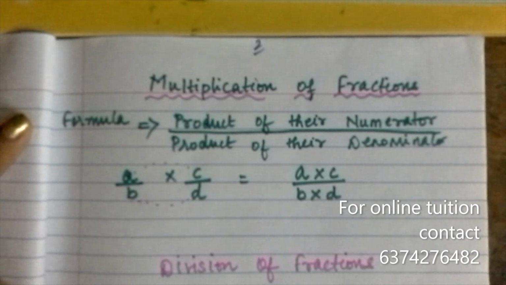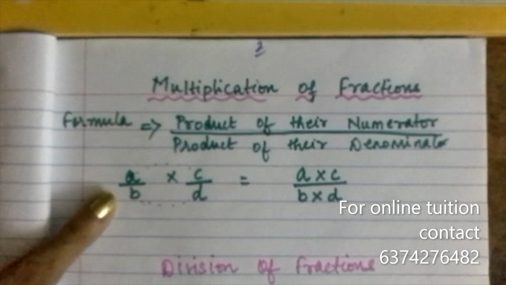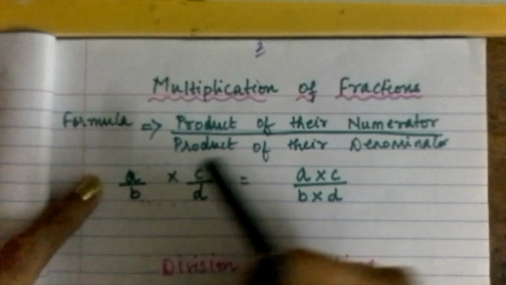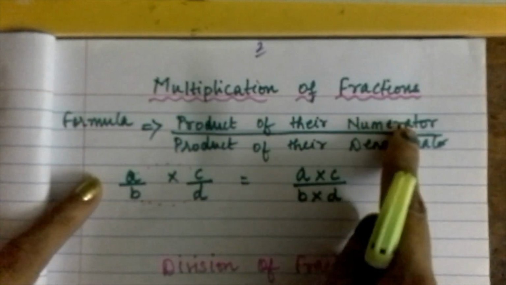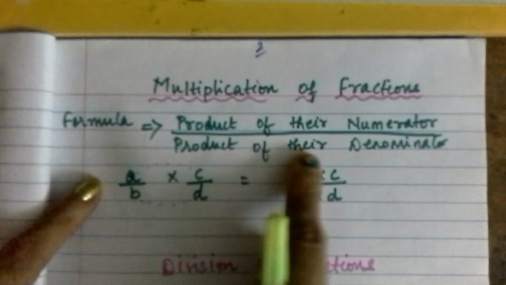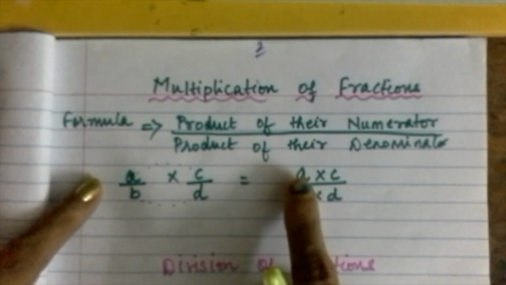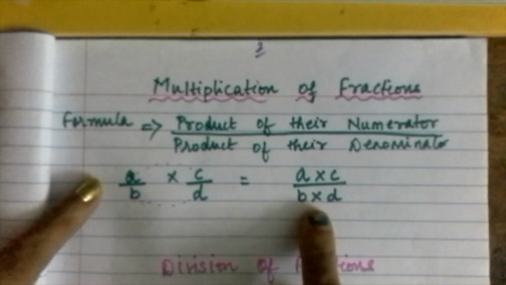In today's section, we are going to see multiplication of fractions. So let's get started. The multiplication of fractions is quite simple. The formula is you will have to find the product of the numerators divided by the product of the denominators. Given a fraction a by b into c by d, it is a into c divided by b into d.